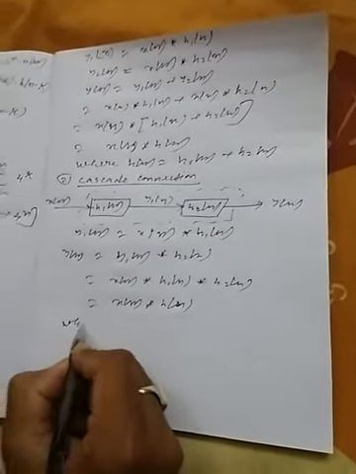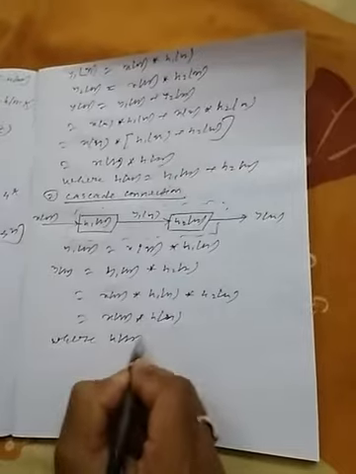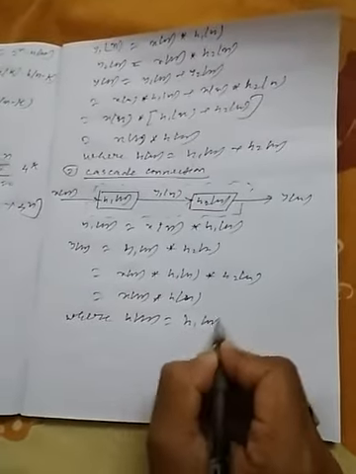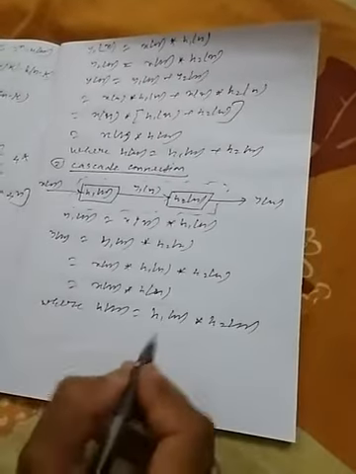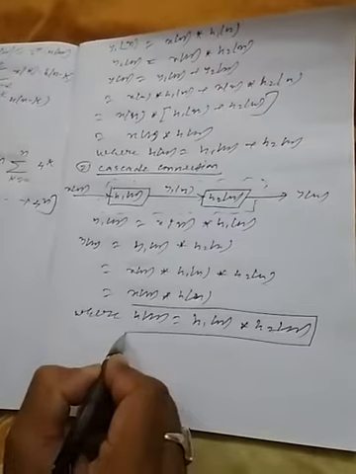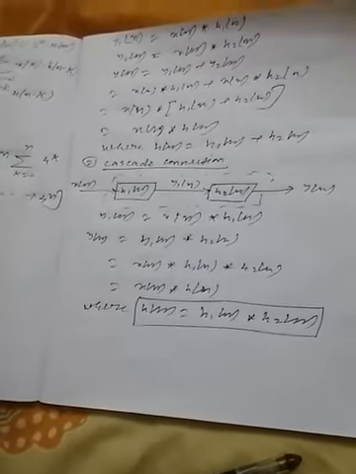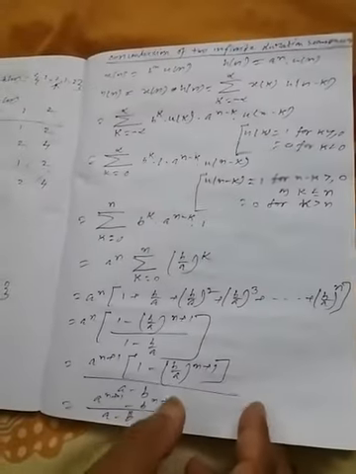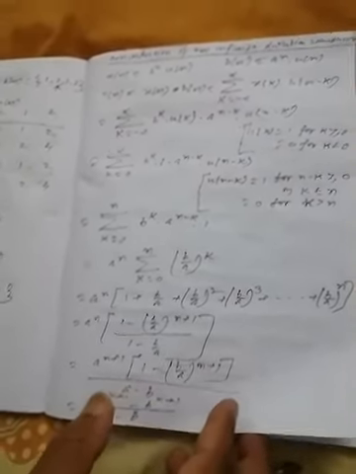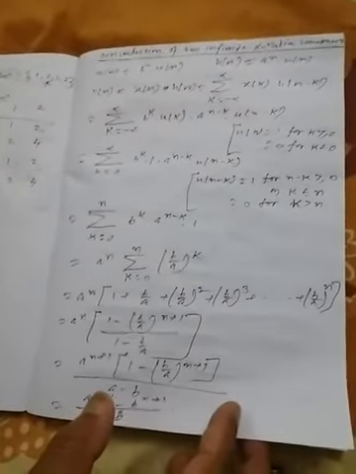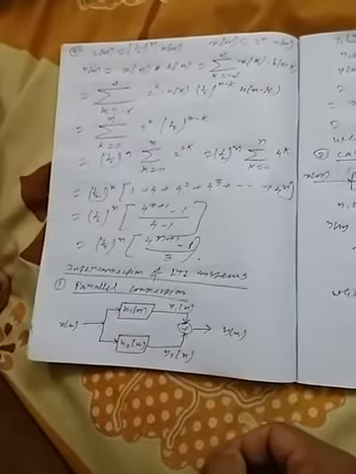So the overall impulse response hn is equal to h1n convolution h2n. So in case of cascade connection, we can see that the overall impulse response is the convolution of the two impulse responses. So what we learn from this video? We learn convolution, how to calculate convolution of two infinite duration sequences, and also interconnection of LTI systems. There are parallel interconnection and cascade interconnection also.